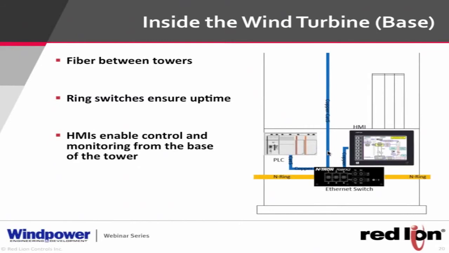So we're going to use fiber optic cables to go between the turbines, and we may use copper inside the turbine itself as long as we can get there. This shows you just that. It shows an Ethernet switch, and there's a ring, and the ring allows us a redundant connection between each one of the towers.